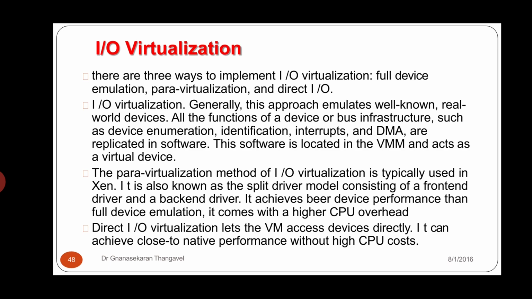Coming to direct IO virtualization, virtual machines access devices directly. This is the concept of direct IO virtualization. It can achieve close to native performance without high CPU cost.